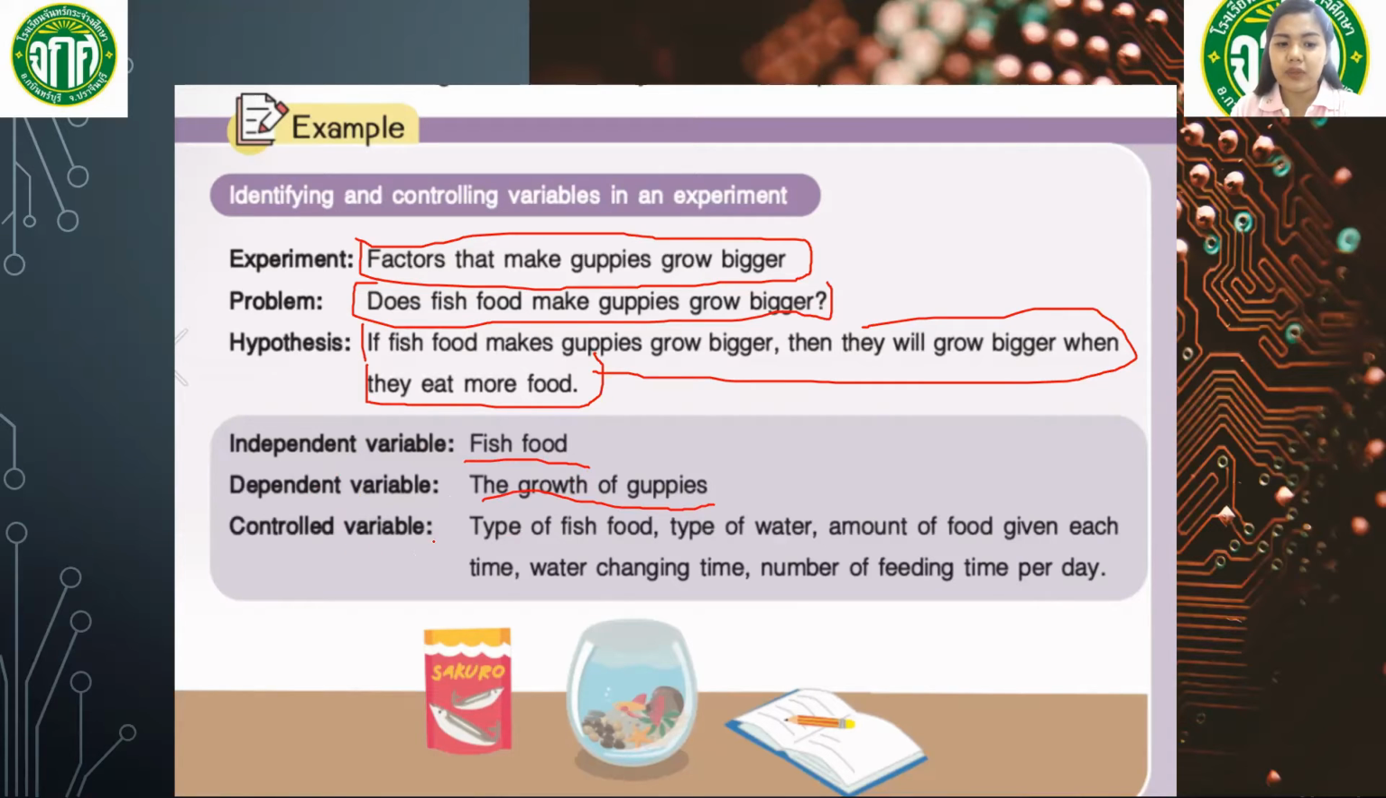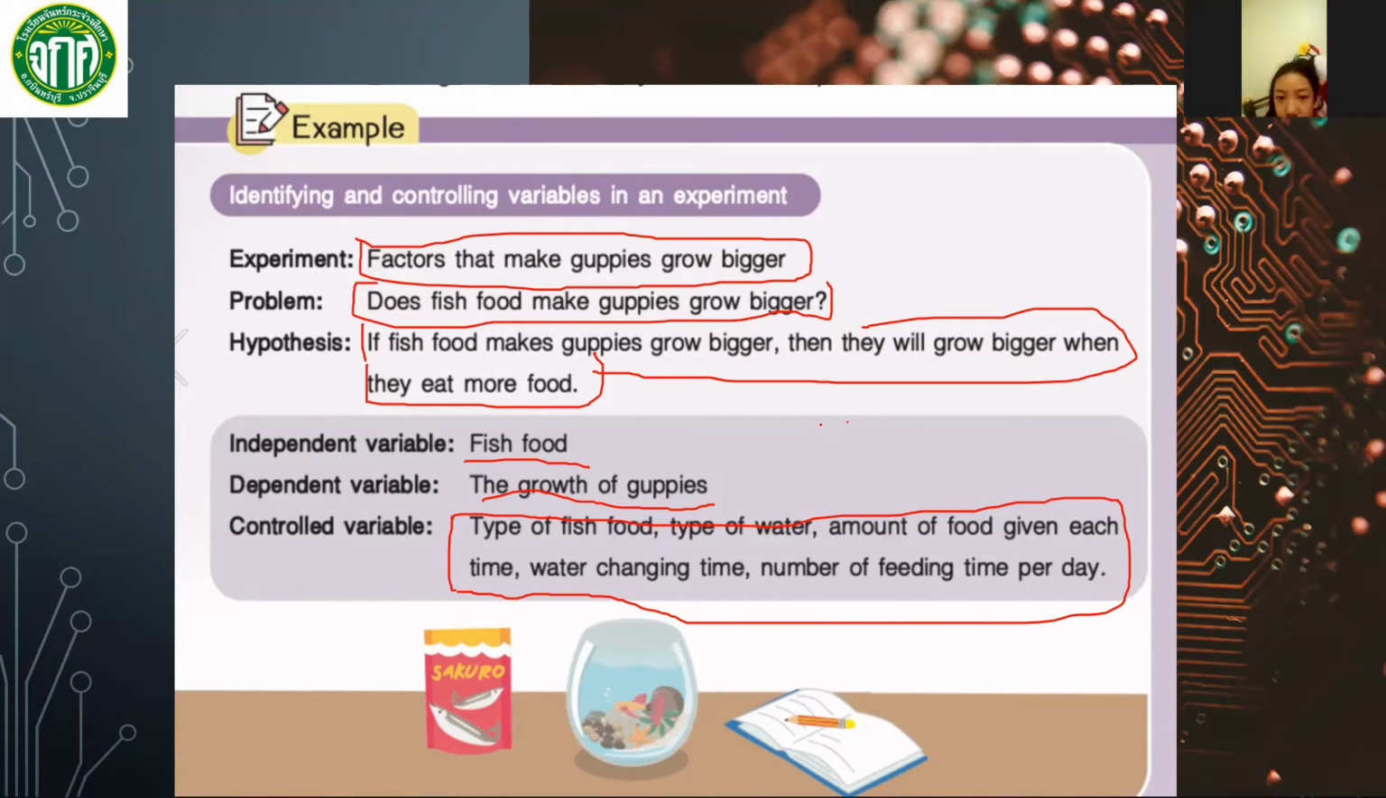And the controlled variables here are type of fish food, type of water, amount of food given each time, water changing time, number of feeding times per day. Okay, these are the controlled variables. These are the things that we cannot change during the experiment, right? So that is how you are going to identify and control variables in an experiment.